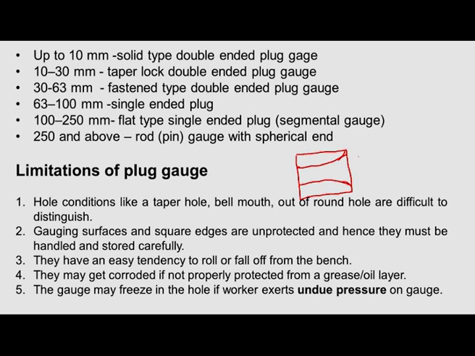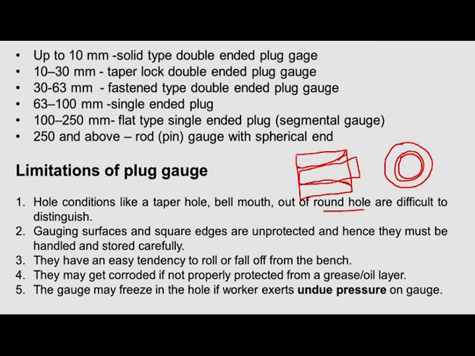So what the operator will do, he will take the plug gauge and just insert it. So whether it is tapered or bell mouth and whether there is any out of roundness, that will be very difficult to check by using plain plug gauges. Say we have a workpiece with a hole like this, and then we use the round gauge. Now you can see here go is entering and not go is not entering, but there is some ovality in the hole, so that cannot be checked by using these plug gauges.